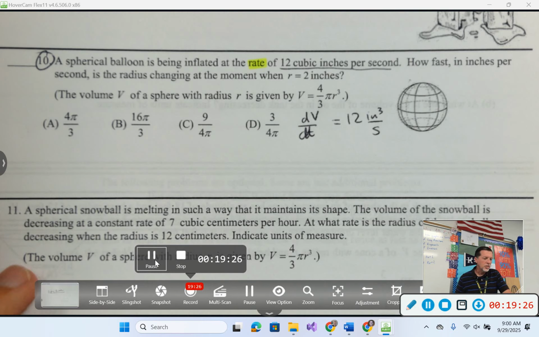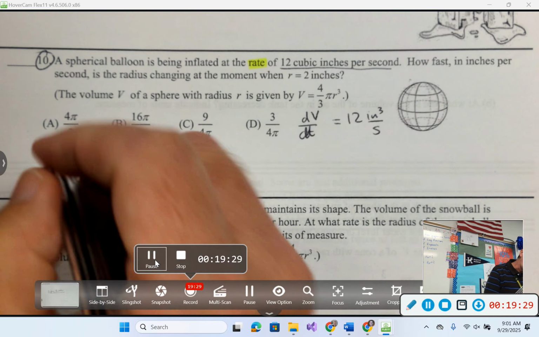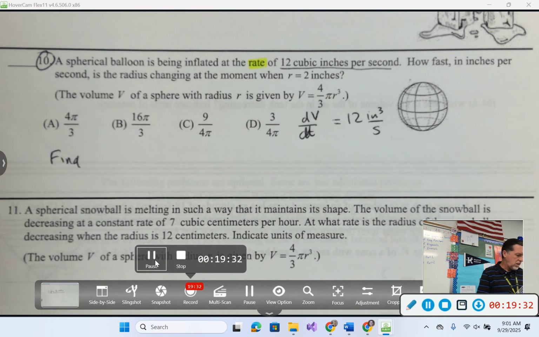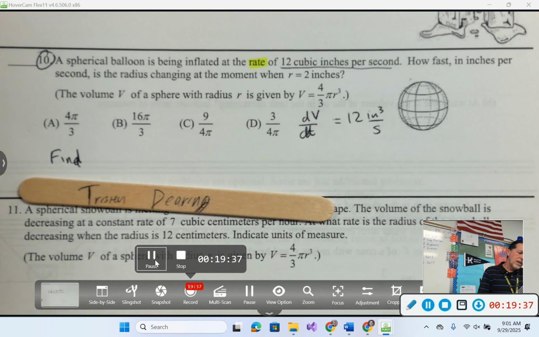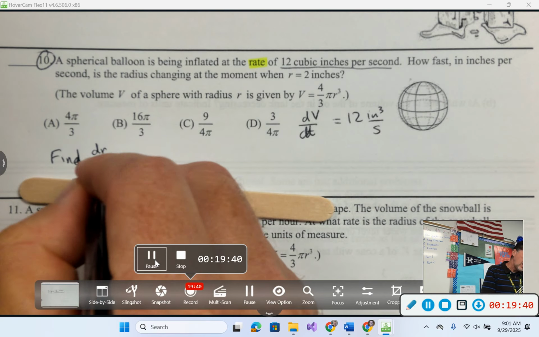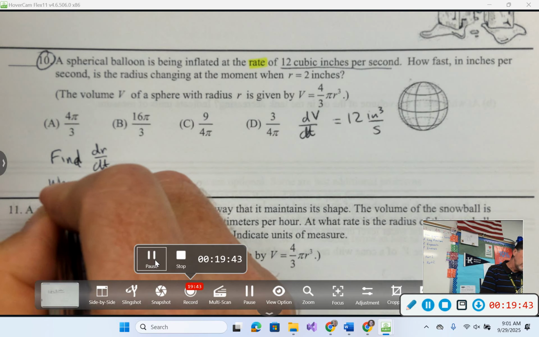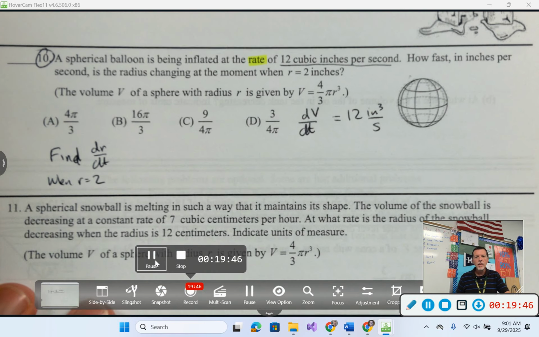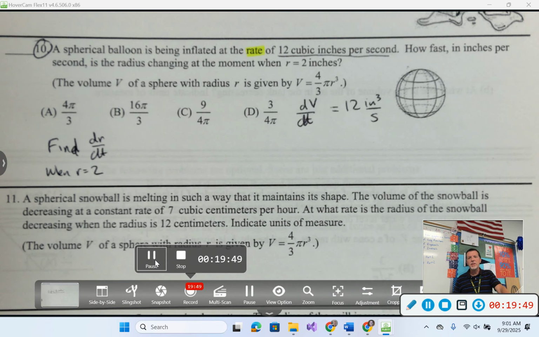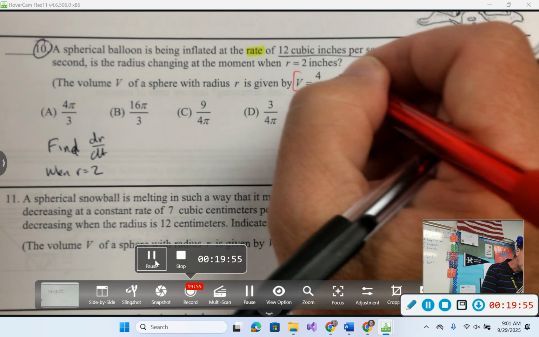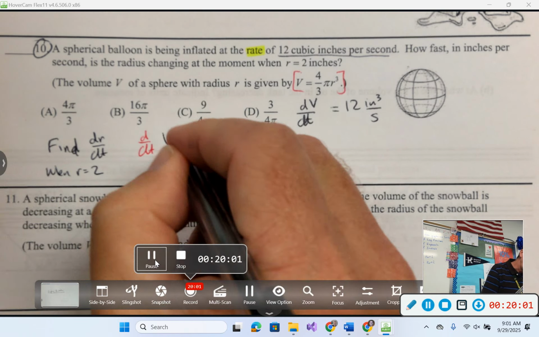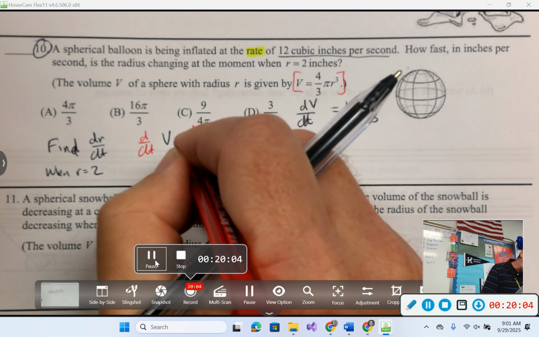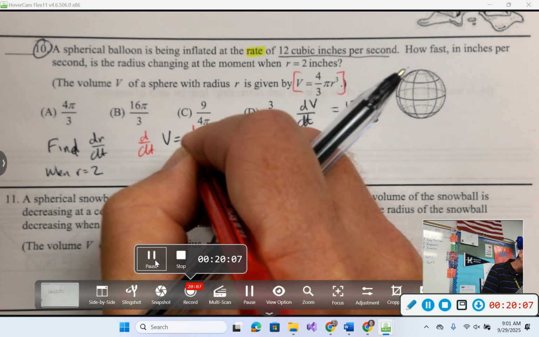How fast in inches per second is the radius changing? So, Tristan, what is it asking me to find? Good. Find dr/dt when r equals 2. And they were nice enough to give me the formula this time. So I need to take the derivative with respect to time of that volume formula. That will make all my dt's show up.